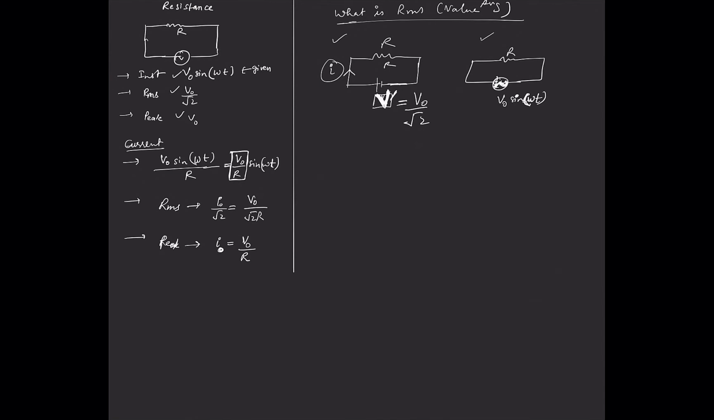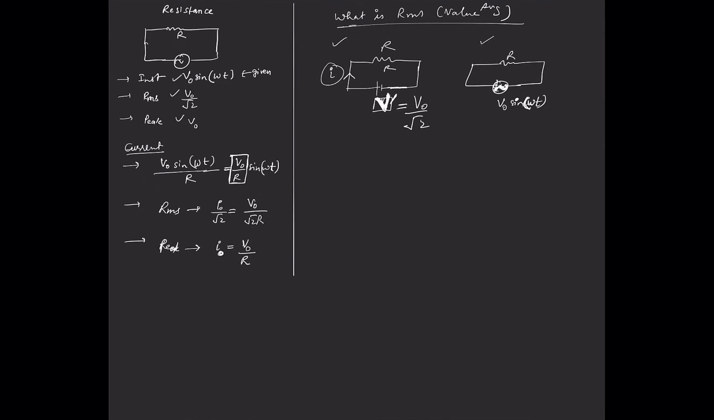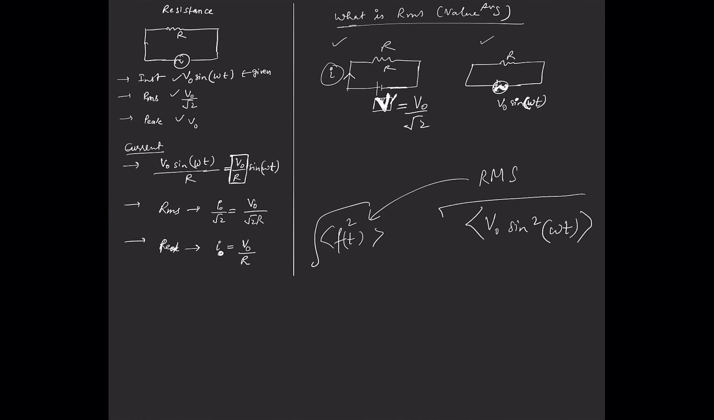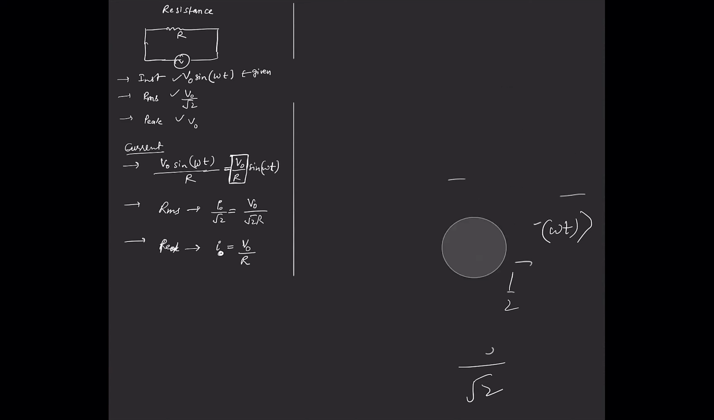RMS value means root mean square, which means you have to first square the value. The RMS value of any function f(t): first square the value, then take the mean, and then take the root. We know the mean of sine square omega t is 1 by 2. So first square it, V naught square sine square omega t, then take the average of it, which is V naught square by 2, and then take the root of it, which is V naught by root 2. That's what we call the RMS value. So that's how we derive RMS values.